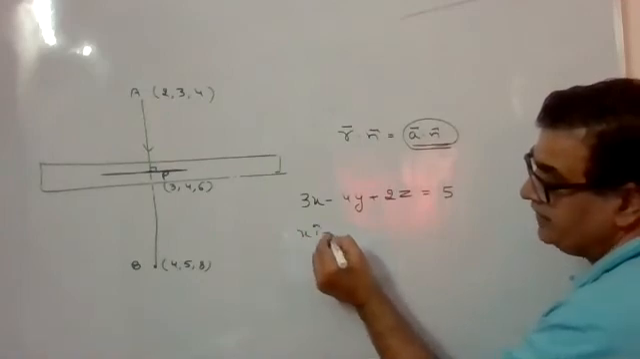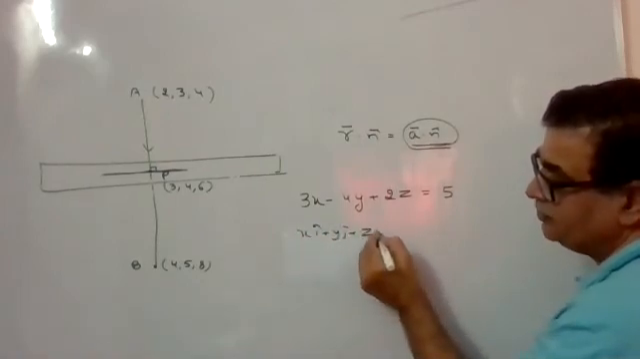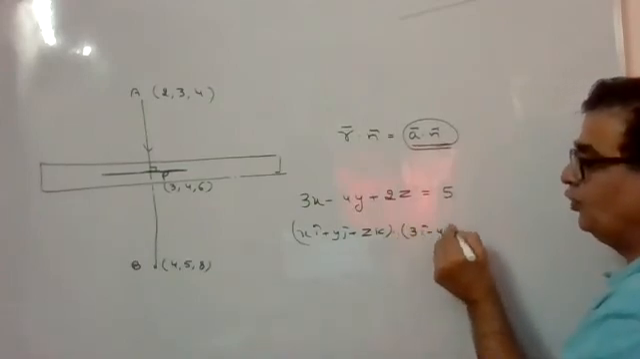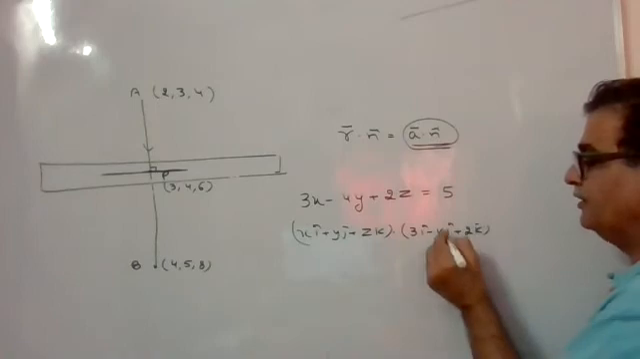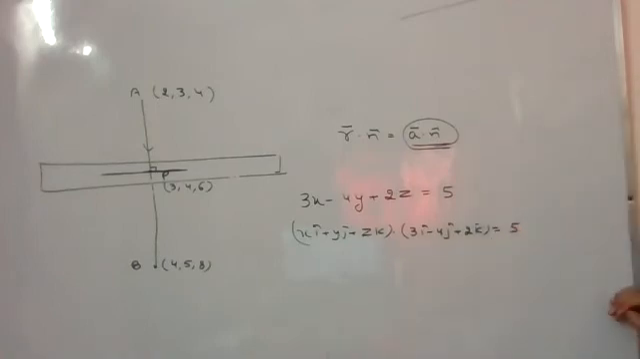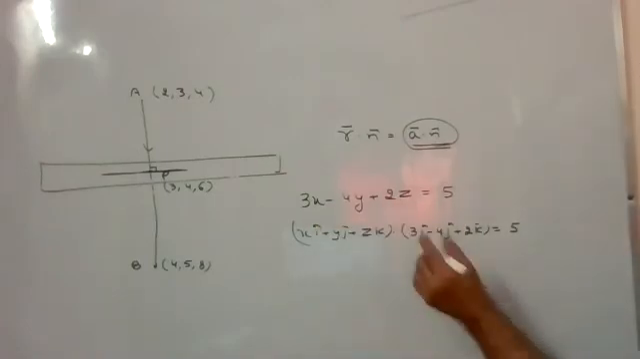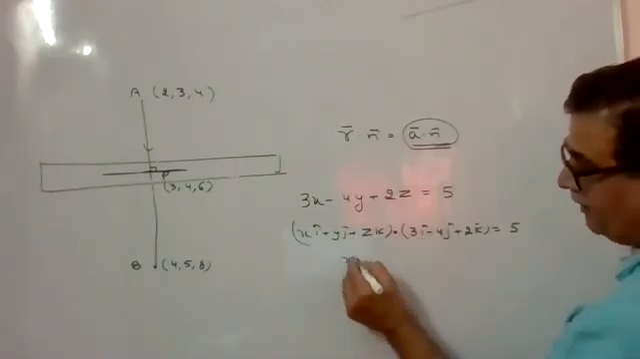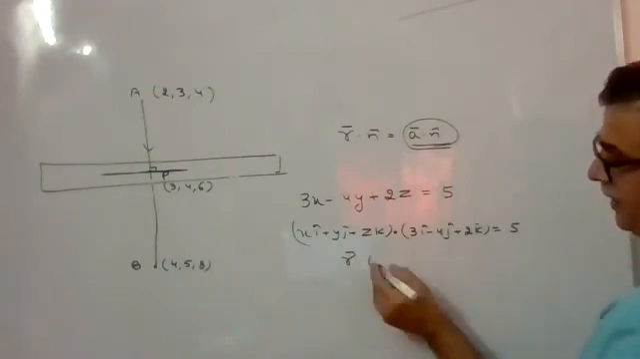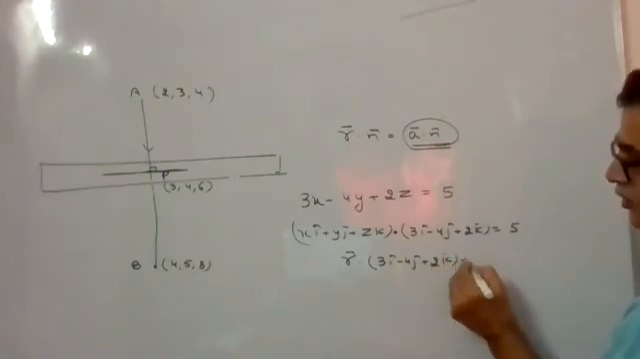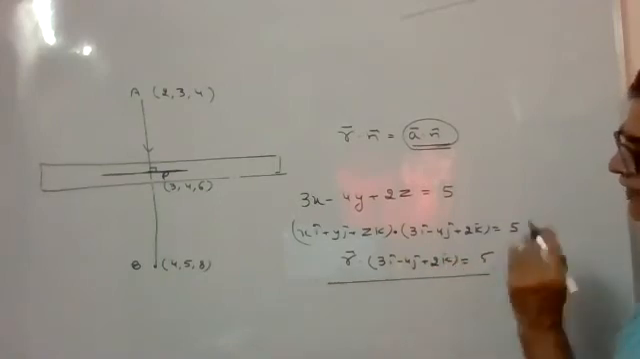Can you write this as xi plus yj plus zk dot 3i minus 4j plus twice of k is equal to 5? Can you write it? Solve it please. 3x minus 4y plus 2z. Yes, you can write this way. This is your r vector dot, and this automatically becomes the n vector, so 3i minus 4j plus twice k will be 5. This is your vector equation.